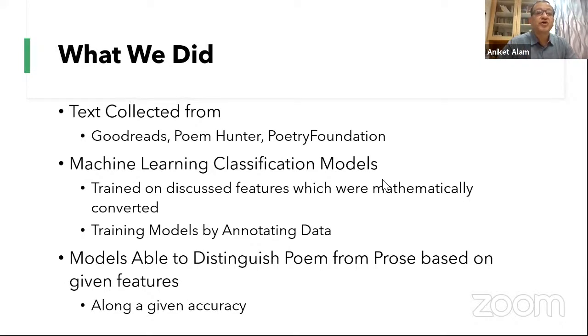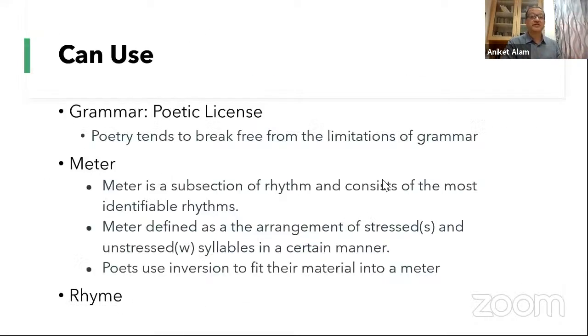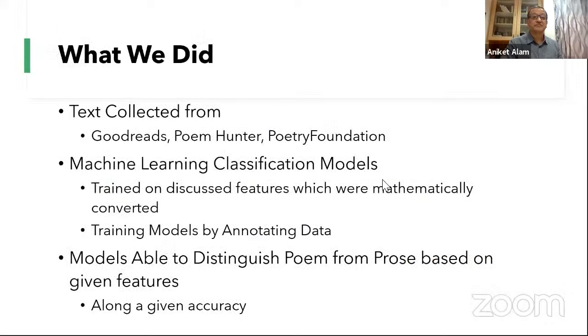And the training models, we had to keep annotating that data. And soon enough, we were able to distinguish a poem from a prose based on these features, right? These features, the grammar, the meter, right? And the rhyme.